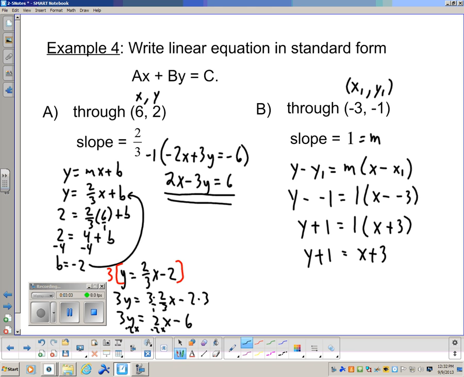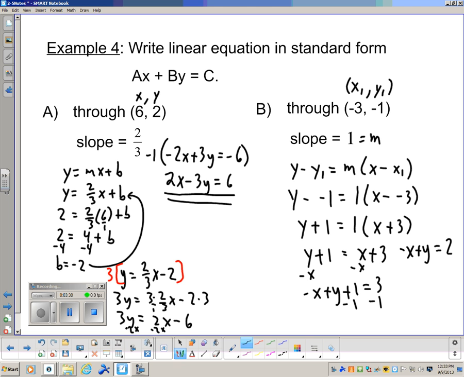Now if it was a 2 out here, it'd be 2x plus 6, because you have to multiply the 2 times x and the 2 times the 3, but there's not a 2 on the outside. My slope there is just 1. So now you have to put it in standard form. Your x's and your y's need to be on the same side, so I'm going to subtract x. So I get -x plus y plus 1 equals 3. Subtract 1, and we end up getting -x plus y equals 2.